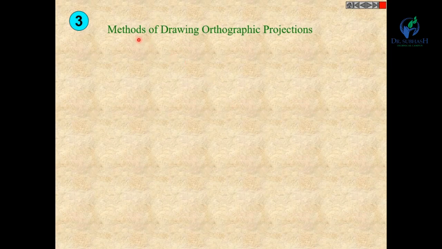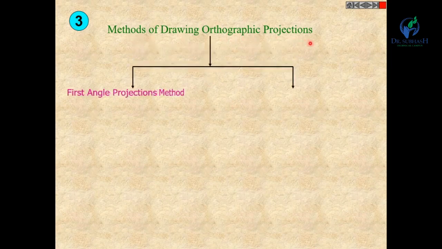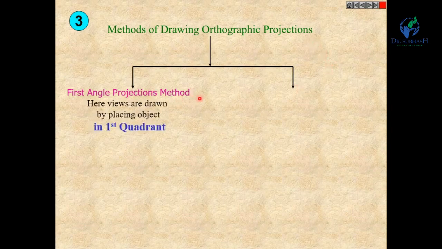So now, methods of drawing orthographic projections. There are two methods. First is the first angle projection method. In this method, views are drawn by placing the object in the first quadrant. The object is in the first quadrant, that means it is above HP and in front of VP. So the front view is above XY and the top view is below XY.